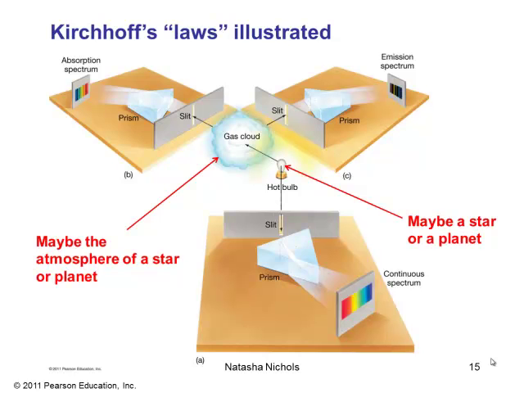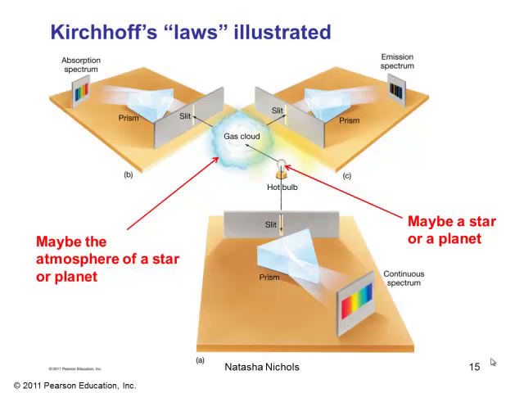Here is a representation of Kirchhoff's laws. So we have a source of continuous radiation, which is represented right here by the light bulb right in the center of this picture. If you look at frame A on the bottom, if we have an unimpeded beam of light from the light bulb, we end up seeing, after we put it through the prism, a continuous spectrum of colors.